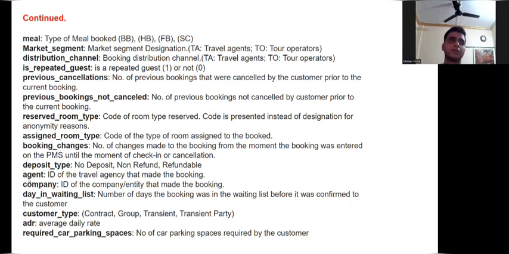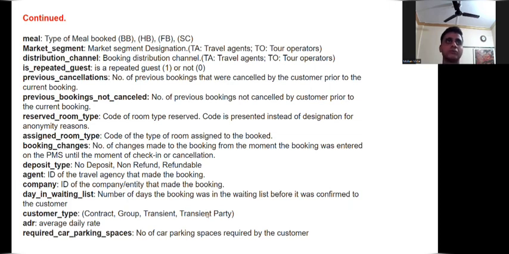After that, there are agent and company. These are some features that are less important. Another one is days in waiting list, the number of days the booking was in the waiting list before it was confirmed to the customer. Then after that, customer type. For customer type, there are contract, group, transient, etc. Another important feature is ADR, which is also called the average daily rate. Then required car parking spaces means the number of car parking spaces required.